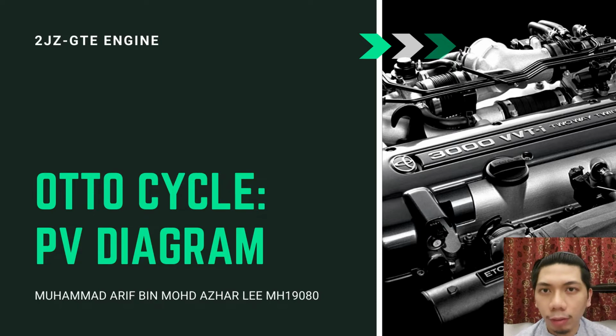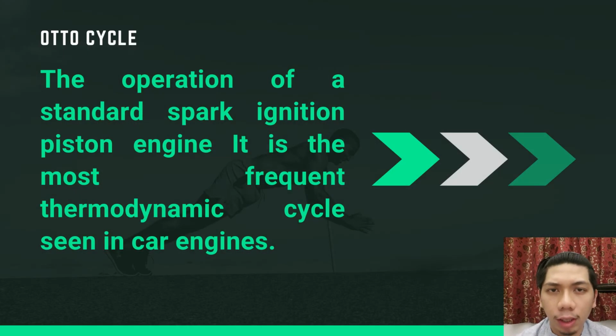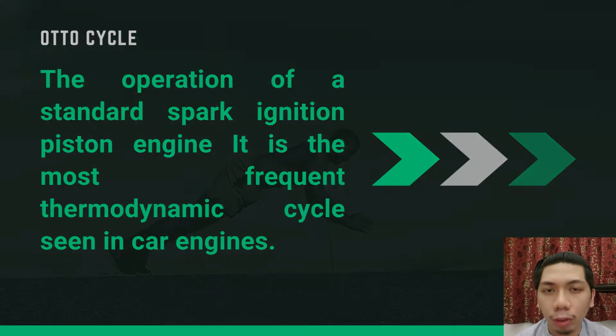So I will continue with the PV diagram. We can see from here that the PV diagram is actually the Otto cycle PV diagram. So what is behind the Otto cycle? The Otto cycle is the operation of a standard spark ignition piston engine, which we know as a petrol engine.